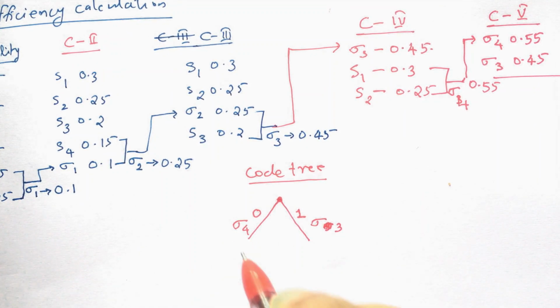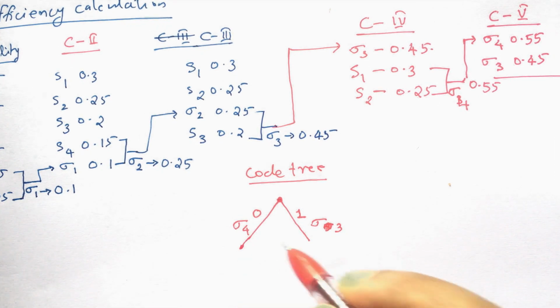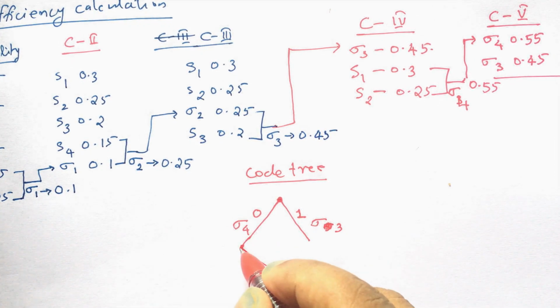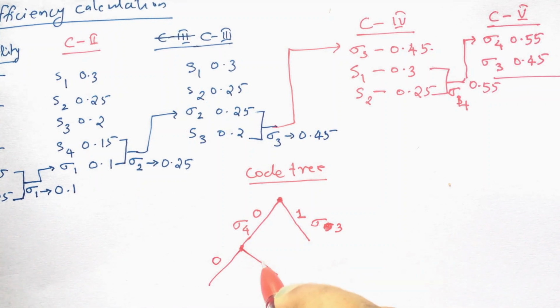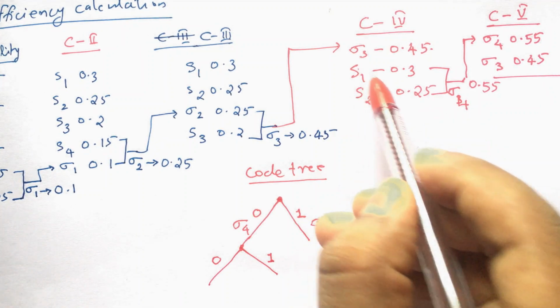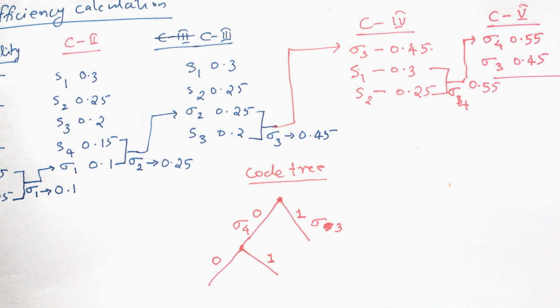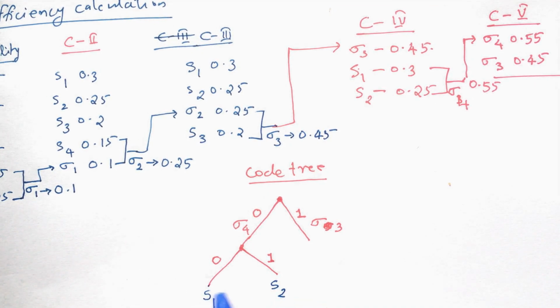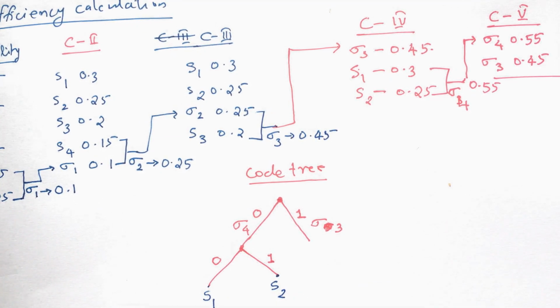Now these symbols are secondary symbols we have generated, so we need to expand this tree from each of these nodes. Again, I am generating 2 nodes from here, assigning 0 and 1. Then we will go for sigma 4. Sigma 4 is the combination of S1 and S2, so I am assigning this tree leaf as S1 and this tree leaf as S2. Now these nodes are terminated because we got the primary symbols S1, S2.